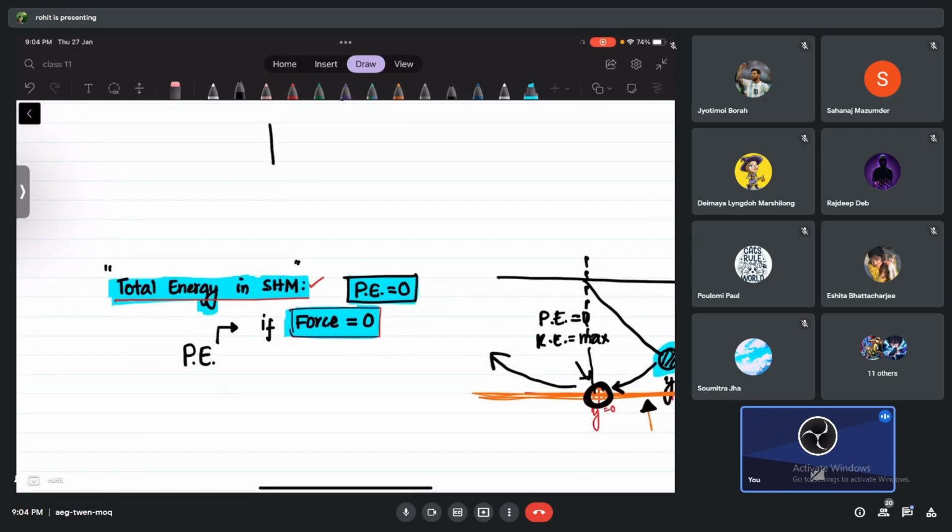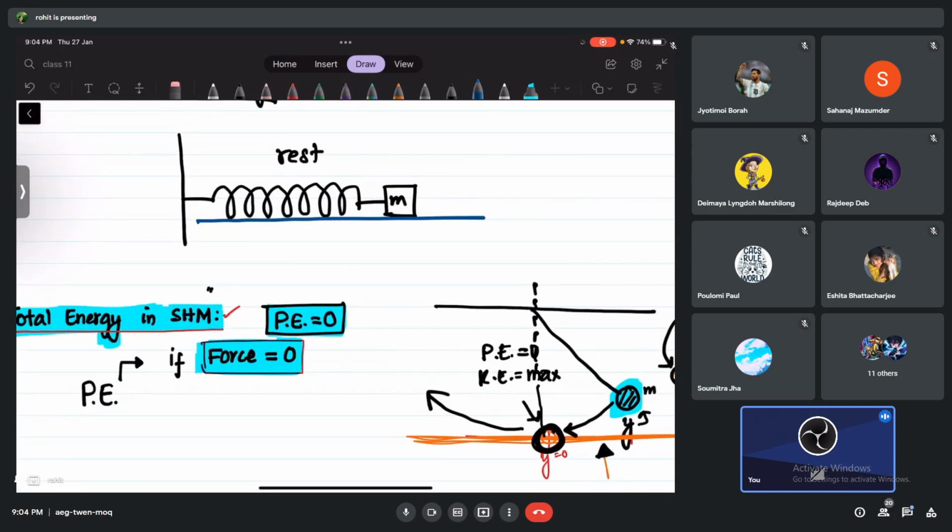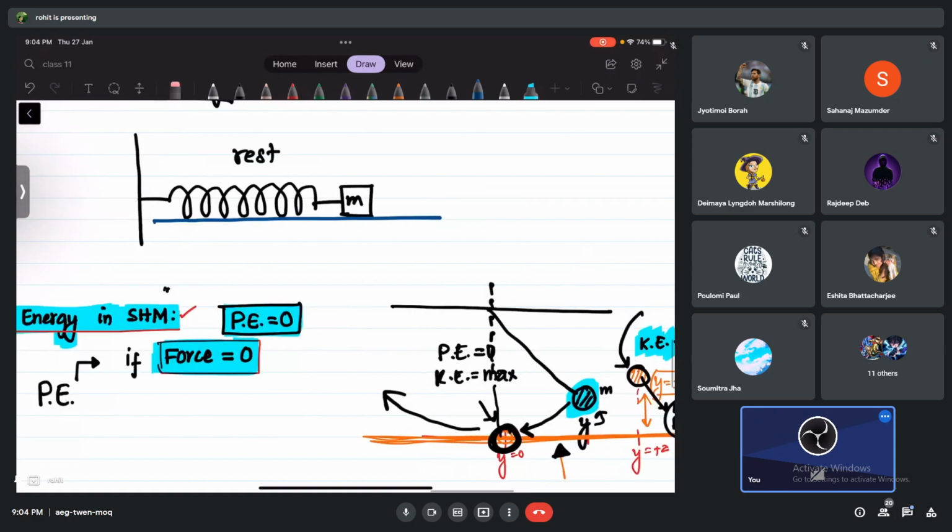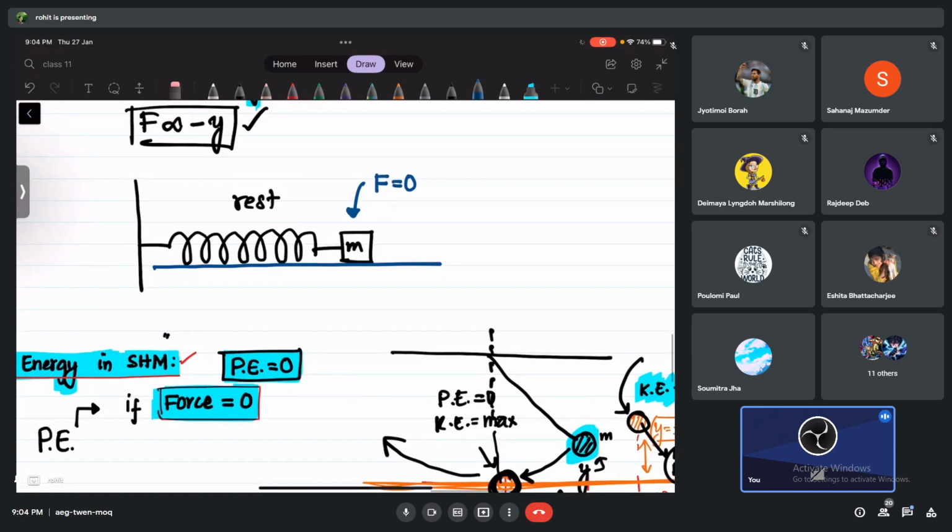Look at this. This is a spring at rest. Nothing is happening. Very nicely it's sitting. I attach a mass here, so nothing is happening right now. This is an equilibrium position. This is the most stable position of the spring. It doesn't oscillate. So please tell me, what is the force acting on the mass because of the spring? 0. Agree with this?